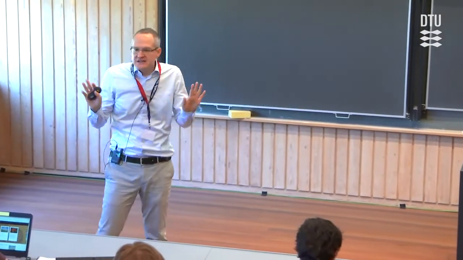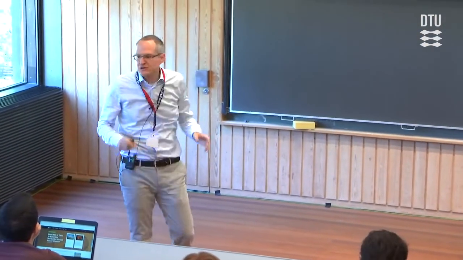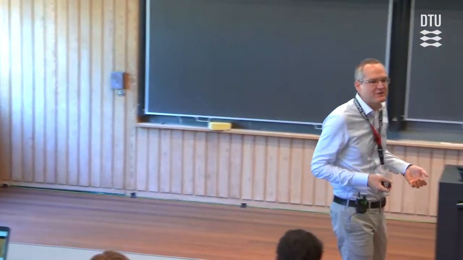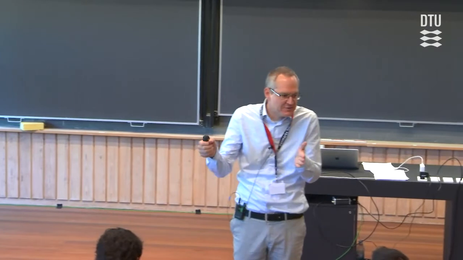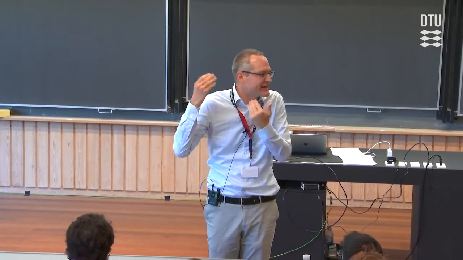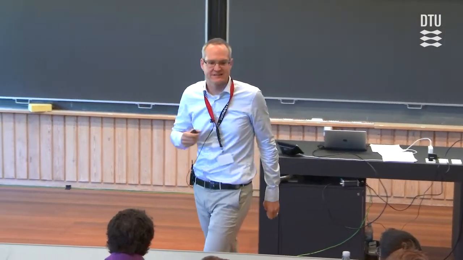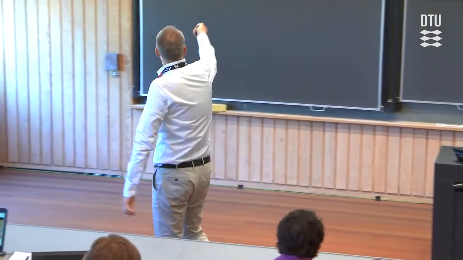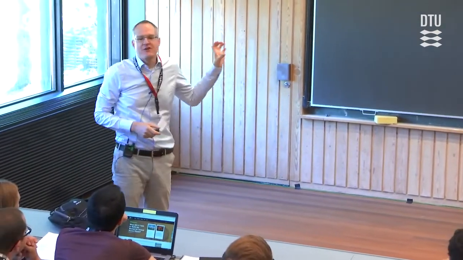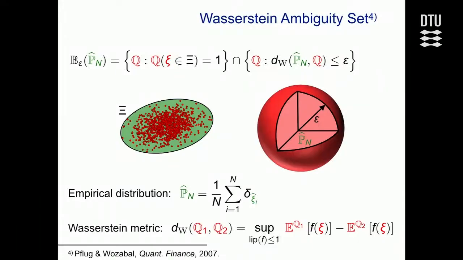If you don't know anything, this set Xi could also be the whole space, right? But sometimes, some random variables live between 0 and 1. Maybe they're percentages, right? Many are non-negative. So this is exactly the kind of information that you pack into this set Xi. So every distribution in our ambiguity set should live on this set Xi, for which we know that the true distribution lives on it.